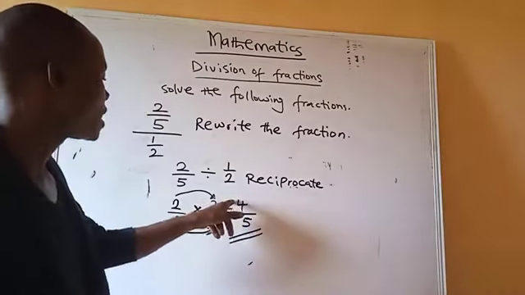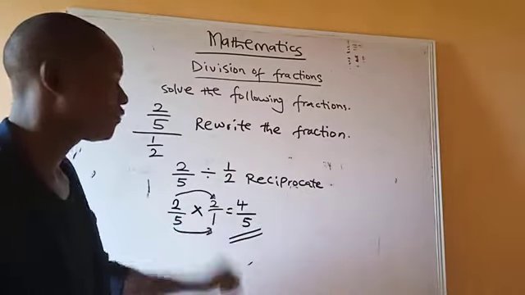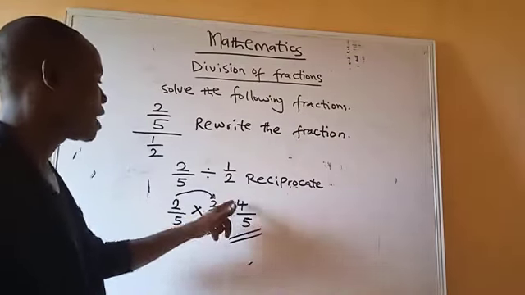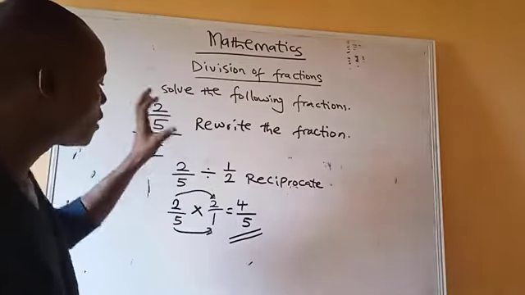In this case, there's no smaller unit you can break this into, because 4 cannot divide 5 without remainder. You understand? You can't break it down again. This is the smallest unit of this fraction.